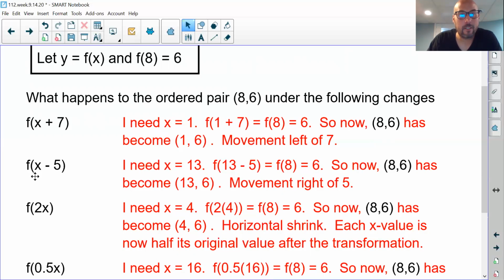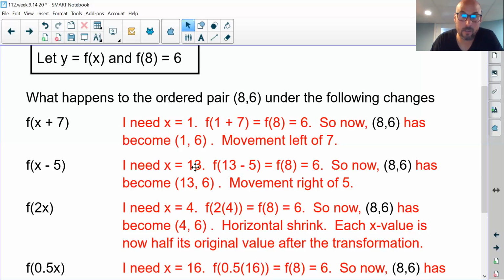And what about f of x minus 5? Well, to have any investigation with this function, I only know that f of 8 equals 6. So how am I going to get 8 as an input with x minus 5? I would need to let x equal 13. So if x equals 13, I have f of 13 minus 5, which is f of 8, and f of 8 is 6. So 8, 6 has now been moved to 13, 6.